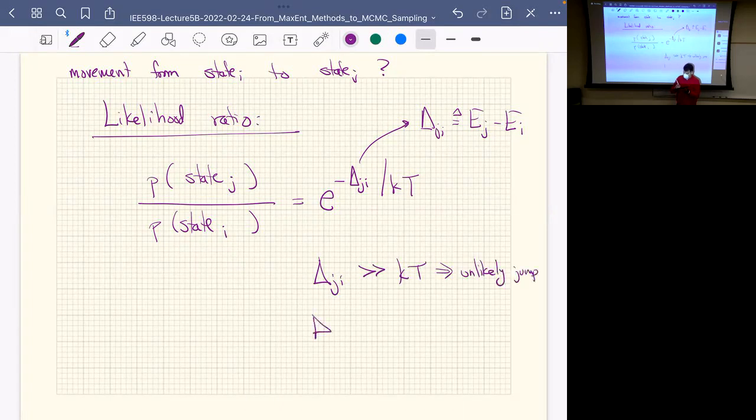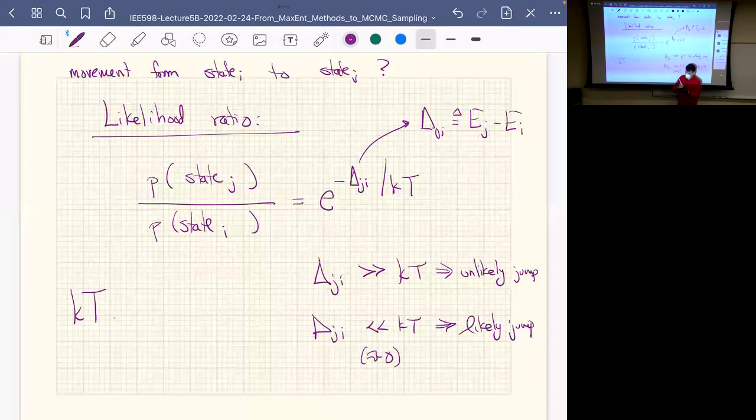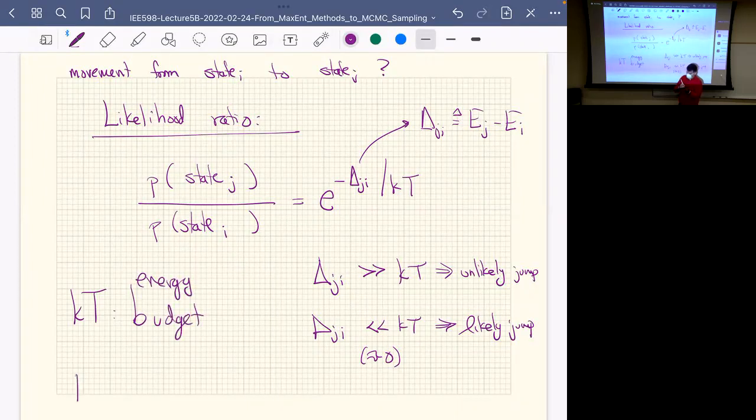And if delta ji is less than kt or approximately 0, then this is a likely jump. So again, we think of kt as kind of our energy budget, and we think of delta ji as the cost of a jump.